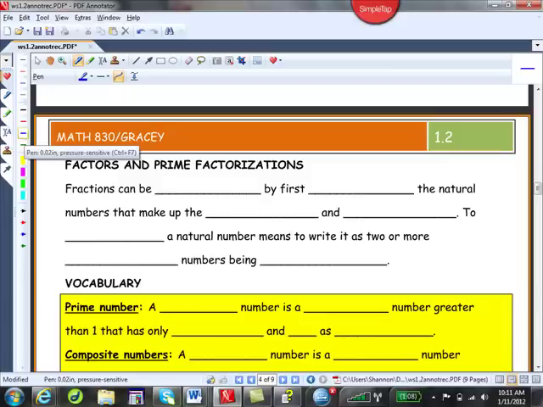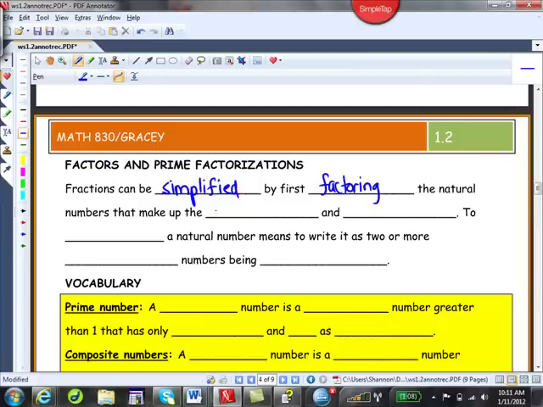Okay, so fractions can be simplified by first factoring the natural numbers that make up the numerator and denominator. To factor a natural number means to write it as 2 or more natural numbers being multiplied.